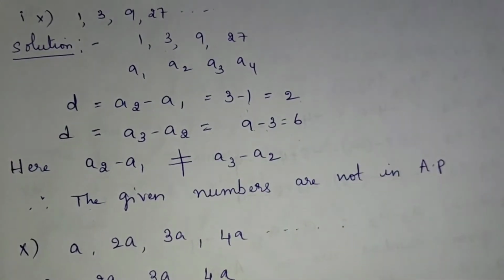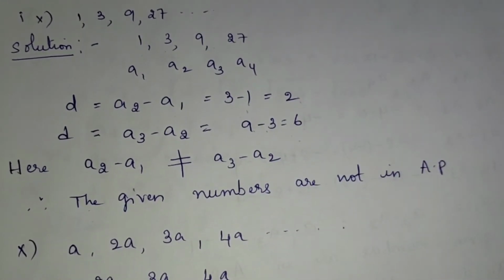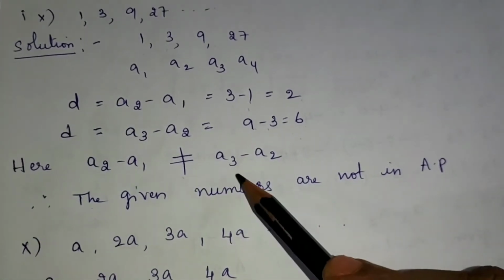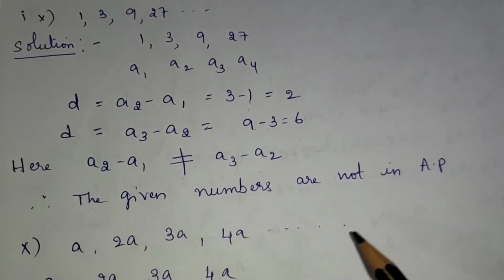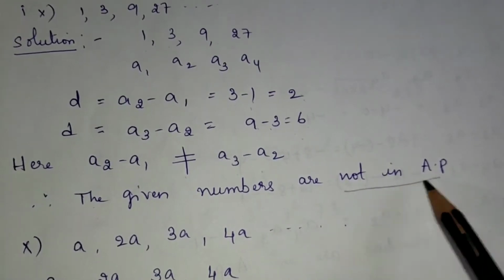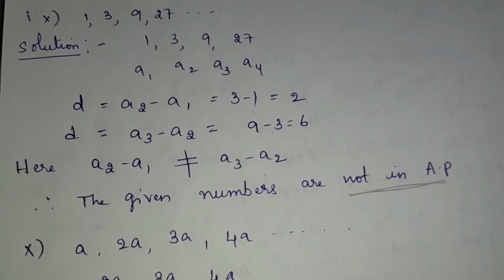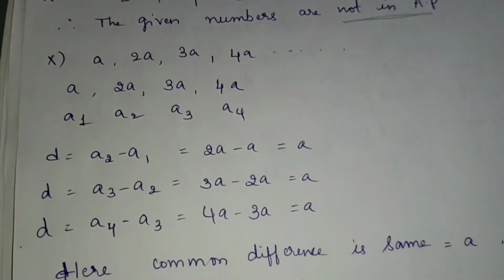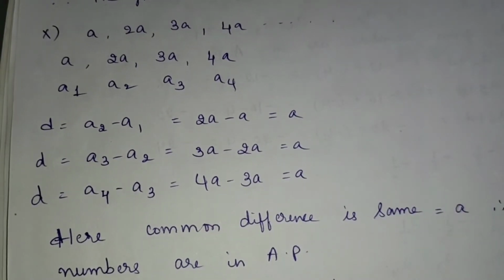If you observe the common difference, they are not same. That is A2 minus A1 is not same as A3 minus A2. Hence, the given pattern or the given numbers are not in AP. Therefore, you need not find the remaining three terms of AP. That is question number 10.